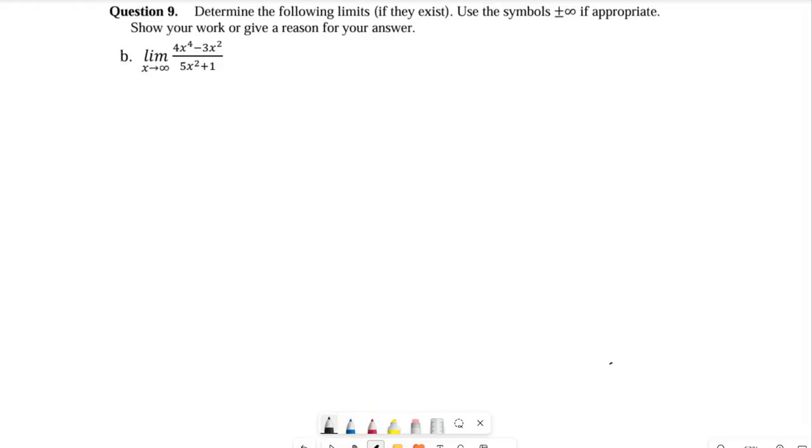Here is the second part of it. In this limit, let's write it one more time. Limit x approaches infinity. Numerator is 4x to the fourth minus 3x squared divided by 5x squared plus 1. Here you notice the highest power of x in the denominator is 2. So that is what you need to look for in the denominator, the highest power of x.